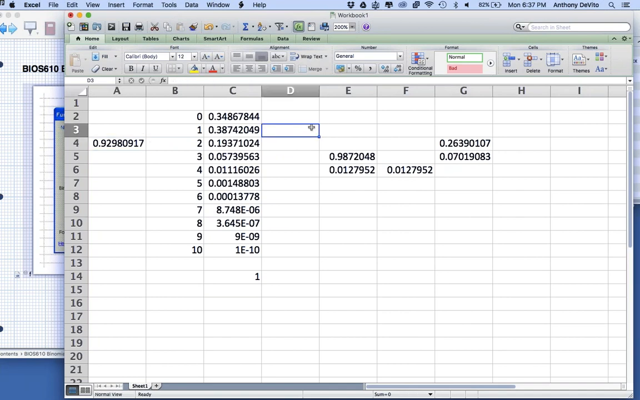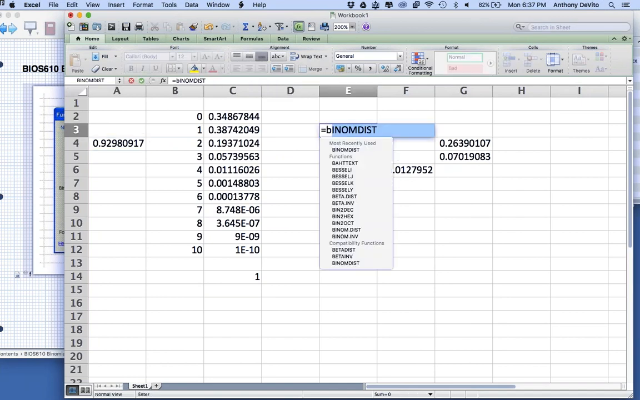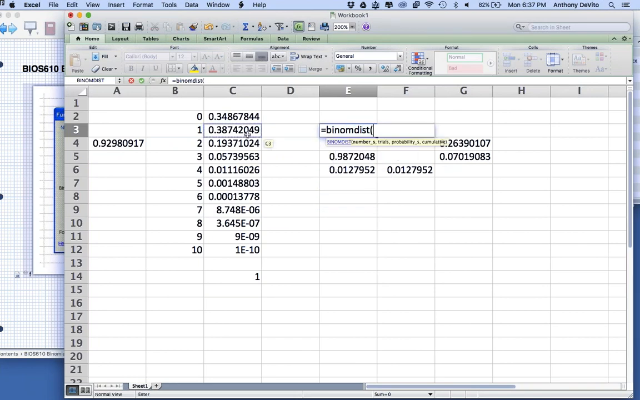So now if I did it here, equal binomial dist, parentheses, and I said, well, 1, I'm going to use cumulative true. I put in 1 here, comma, trials is 10, comma, 0.1, comma, true. What's the expectation here? The expectation is going to be the probability for 1 or 0, cumulatively. And indeed, it's the sum of those two.